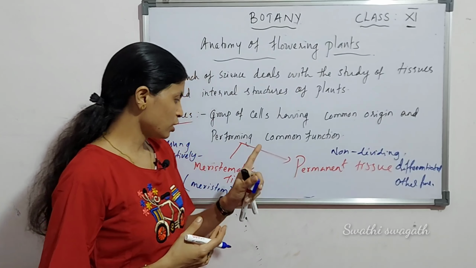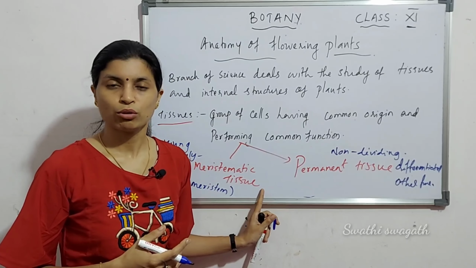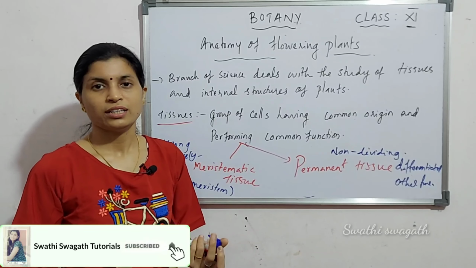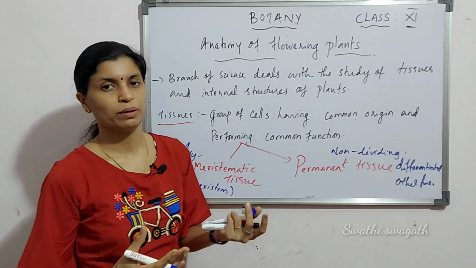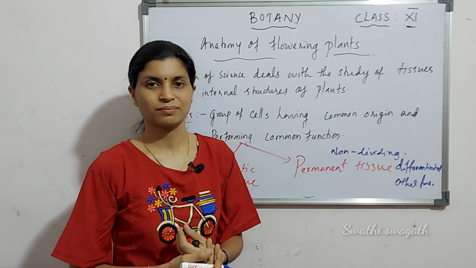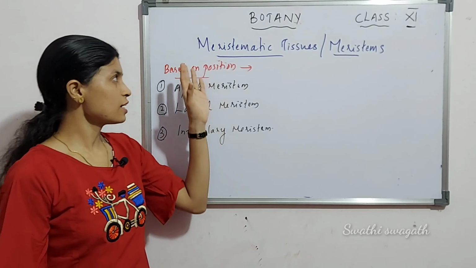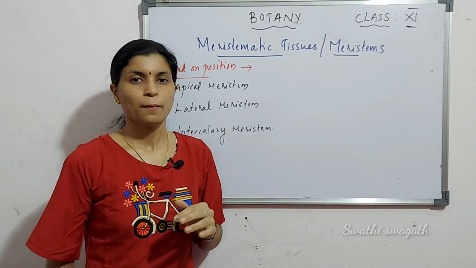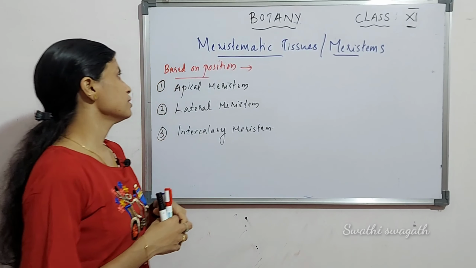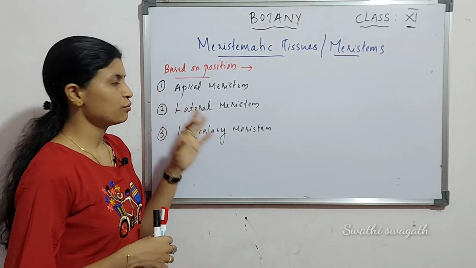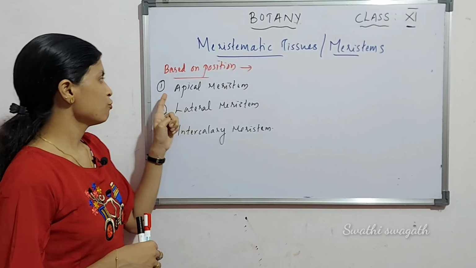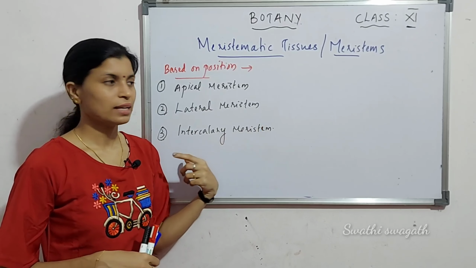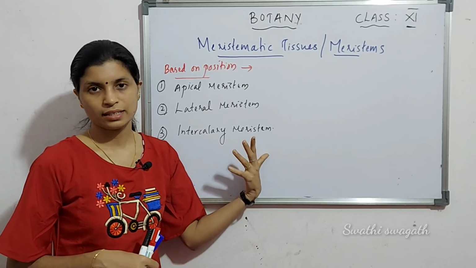Next we are going to discuss more points about meristematic tissue. Meristematic tissues are again divided on the basis of position, on the basis of origin, etc. Based on position, meristematic tissues are divided into mainly three types. The first one is apical meristem, the second is lateral meristem, and the third is called intercalary meristem.